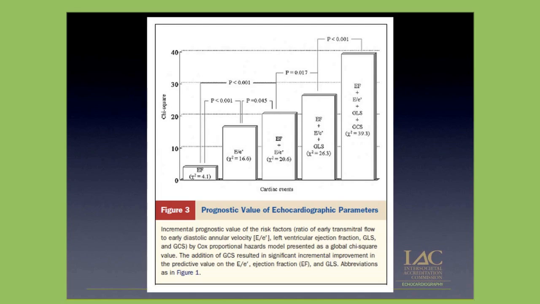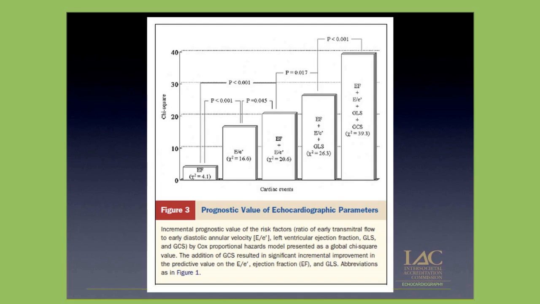Then to the right, if you add the EF and the E over E prime, and then if you have EF, E over E prime, and global longitudinal strain, pay attention that the biggest improvement in terms of prognostication comes from the addition of global circumferential strain. There is a very important explanation for that: as I explained to you, global circumferential strain will speak for compromise of the fibers in the mid aspect of the thickness of the myocardium.